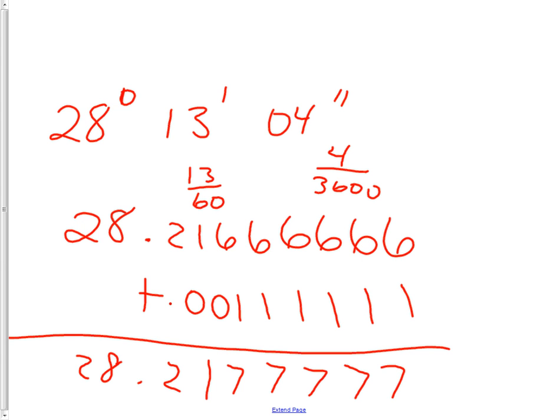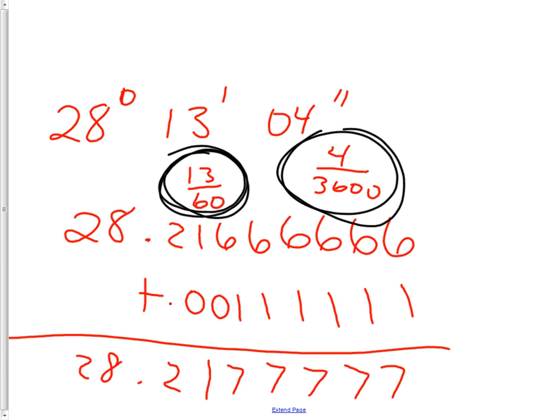Raise your hand if you had 28.217 repeating. Okay, good. So that's showing it to you broken into little parts. Do you get how these are like minutes because they're out of 60? Do you get how these are like seconds? There's 3,600 of them in an hour. Well, these are not in an hour. This is in a degree.